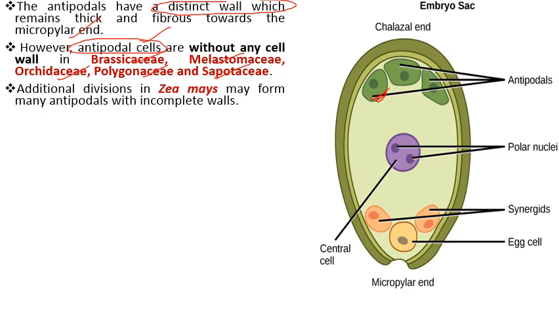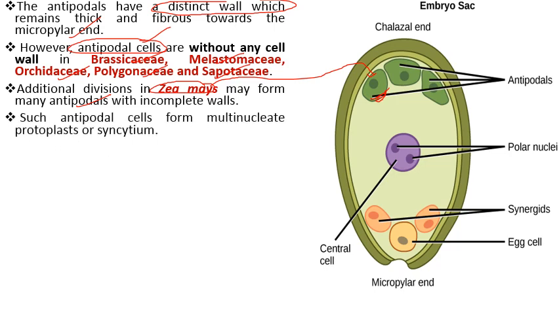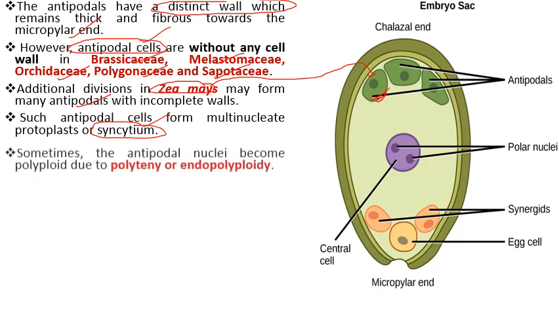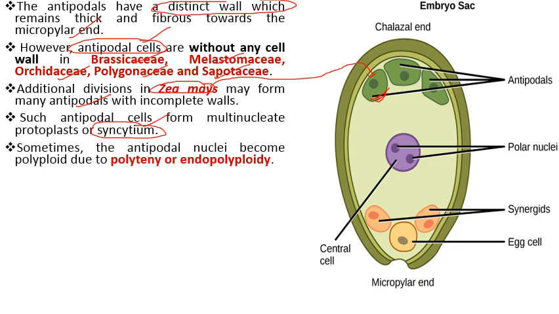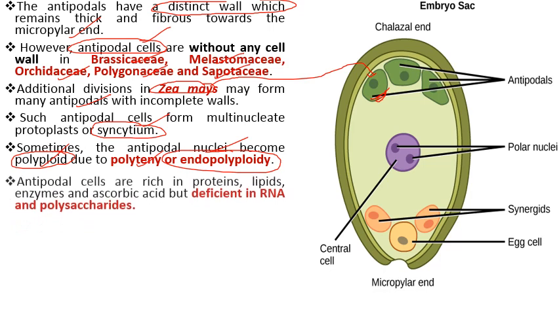Then additional division in Zea mays may form many antipodals with incomplete wall. In Zea mays the antipodals undergo additional cell division that results in the formation of many antipodals with incomplete cell walls. Such antipodal cells form a multinucleate protoplast or syncytium. Sometimes the antipodal nuclei become polyploid. Polyploidy is seen due to polytene and endopolyploidy. So these are the reasons, polyteny and endopolyploidy, due to which the antipodal nuclei become polyploid.